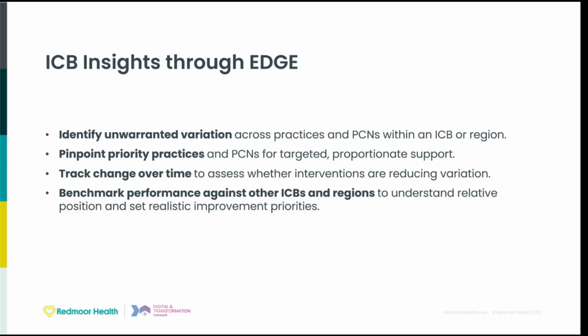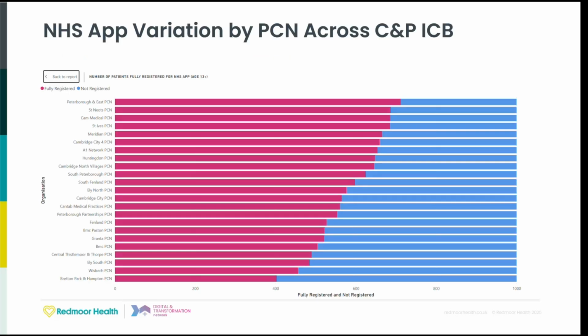It also can be really useful for tracking evidence to see whether any interventions that the ICB do are actually helping to reduce that variation or provide improvements at a digital level. And it can also be used to benchmark how a region or an ICB is doing against other ICBs across the country. So I'll show you a few screenshots to bring it to life a bit. So within the NHS App, this table here, I've used Cambridge and Peterborough ICB as an example.